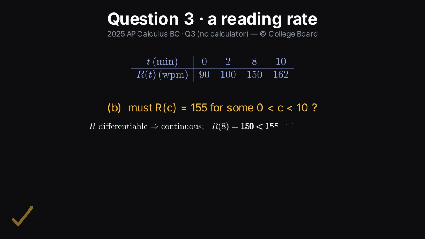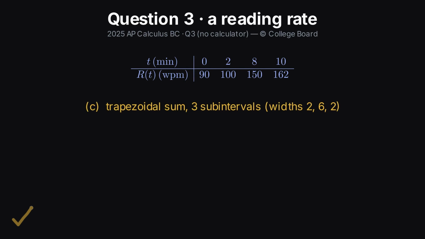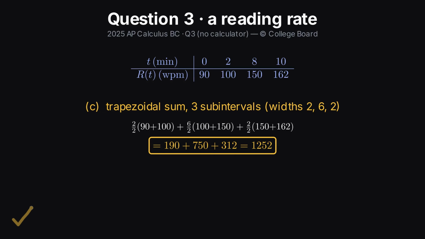Part B. R is differentiable, so continuous. Since r of 8 is 150 and r of 10 is 162 and 155 is between them, the intermediate value theorem guarantees a c with r of c equal to 155. Part C. A trapezoidal sum over the 3 intervals gives 190 plus 750 plus 312, a total of 1252.